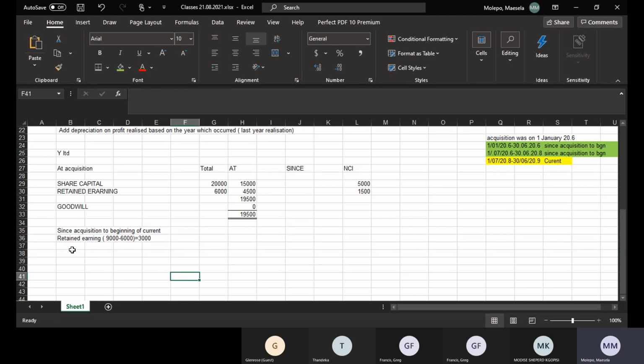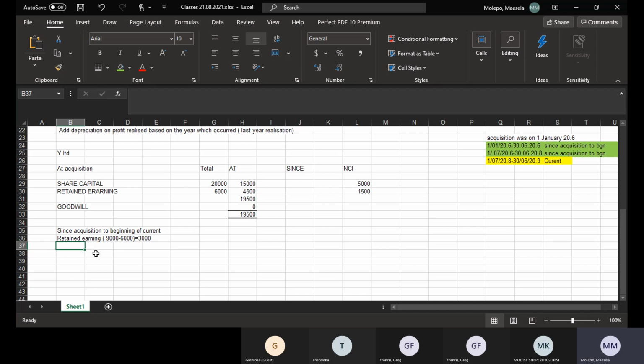Then on the 3,000 we have, there was a profit because the asset was purchased on 1 January 2008. The profit will be based on 14,000 times 25 divided by 125. The 2,800 is the profit. So this 2,800 profit affected our retained earnings in the prior year. It increased the profit in the prior year.